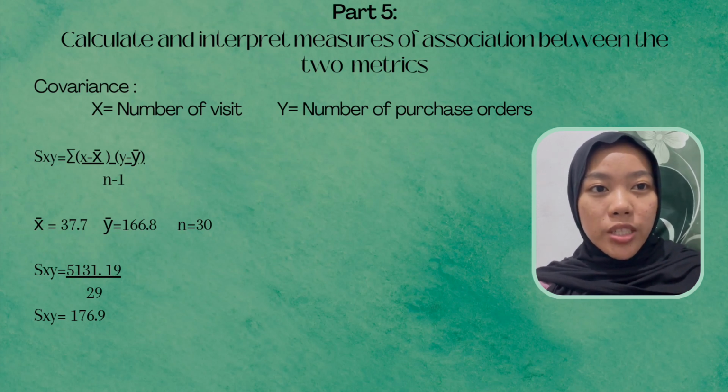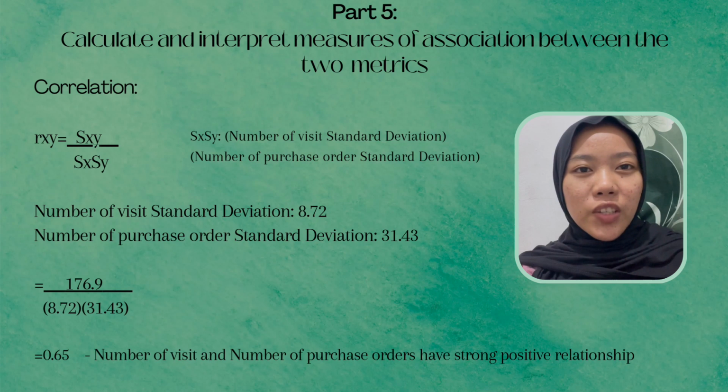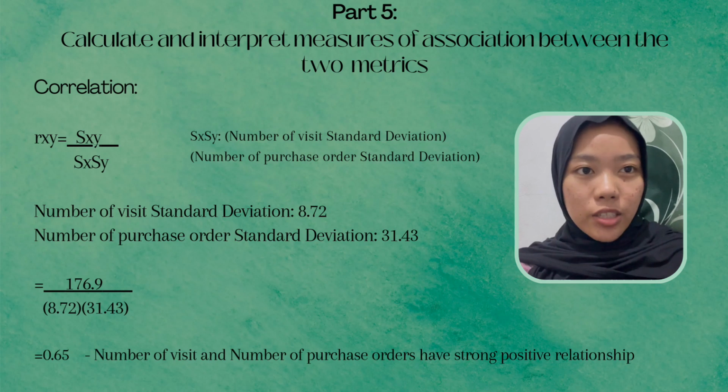We will get 5131.19 million divided by 30 minus 1, which is 29. So the answer would be 176.9. As for the correlation, we use r_xy equals s_xy divided by s_x s_y, which are the standard deviations, and we will get 176.9 divided by 8.72 multiplied by 31.43. So we will get the answer 0.65. Then the number of visit and number of purchase order have a strong relationship. That's all for me. Thank you.